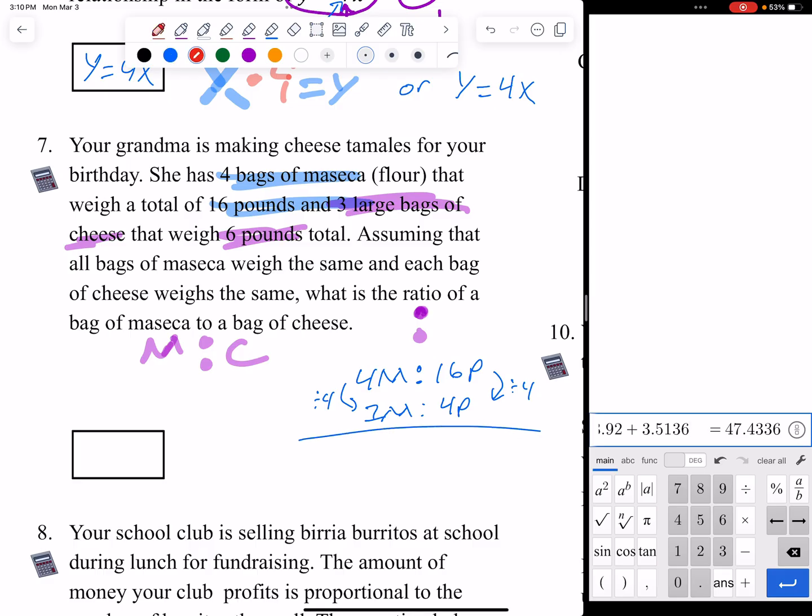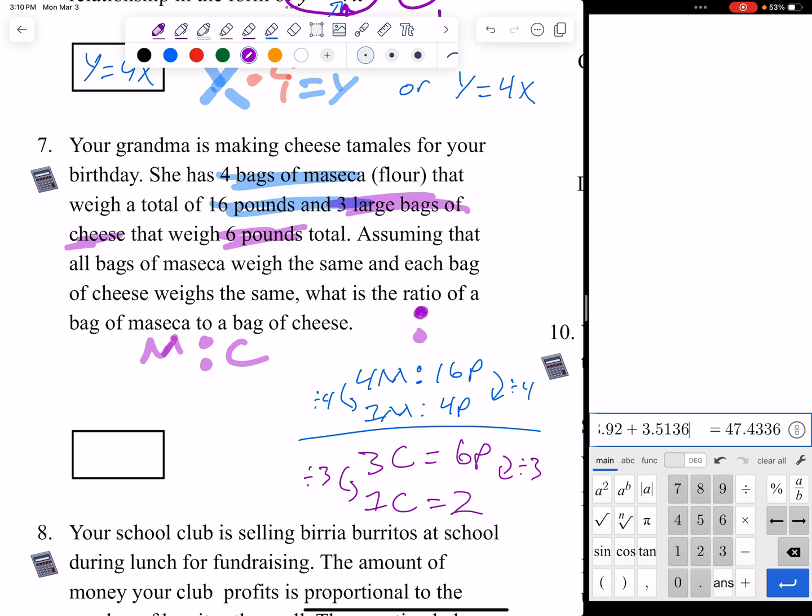So let's do the other one. If I have 3 large bags of cheese and they weigh 6 pounds, how much does 1 bag of cheese weigh? Well, to get to 1, I had to divide by 3. So I'm going to divide this by 3 as well, and I get 2. So 1 bag of cheese is 2 pounds. 2 pounds, 2 pounds, 2 pounds, that's 3, okay, 6.